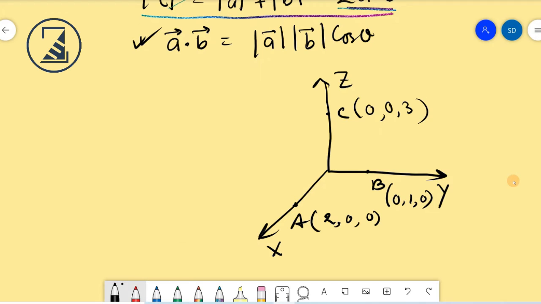What we want to find is this angle theta. Let's name this thing origin O. So we want to find this angle between AB and AC. Well, for that, what we will do is, we will make this AB vector, and this one is AC vector.